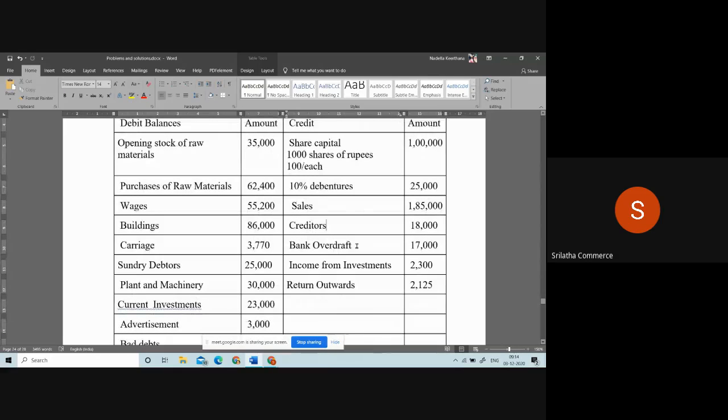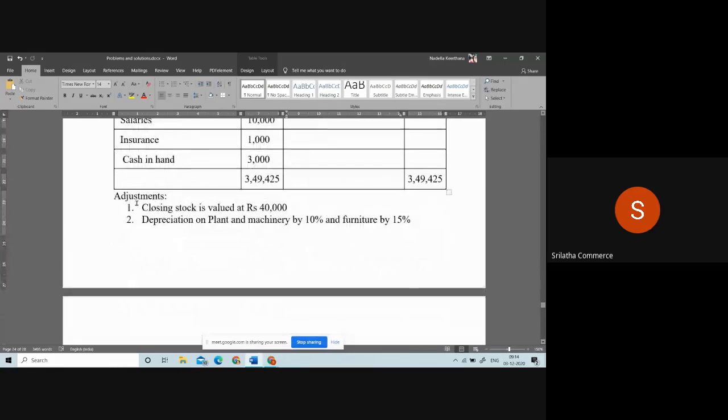Creditors, trade payables. Bank overdraft, short-term borrowings. Income from investments under other income. Return outwards to be deducted from purchases. Closing stock is already adjusted in your cost of material consumed, and the next effect is that you show it in the balance sheet under inventories. Then depreciation on plant and machinery at 10% and furniture at 15%.